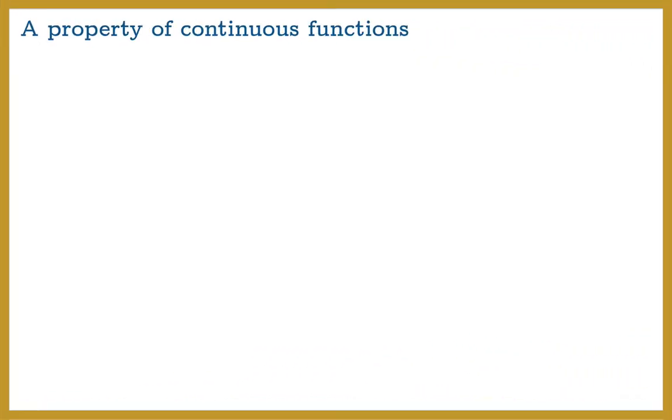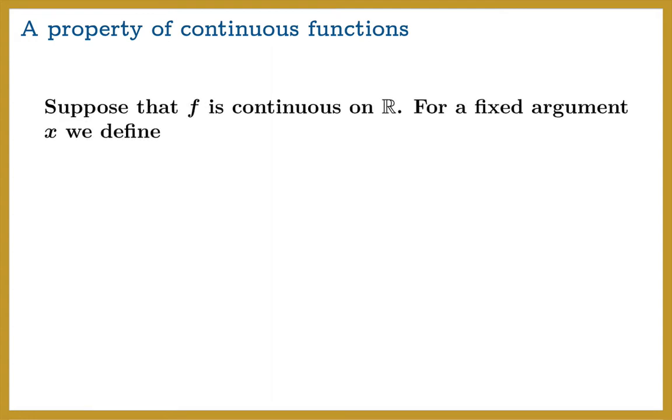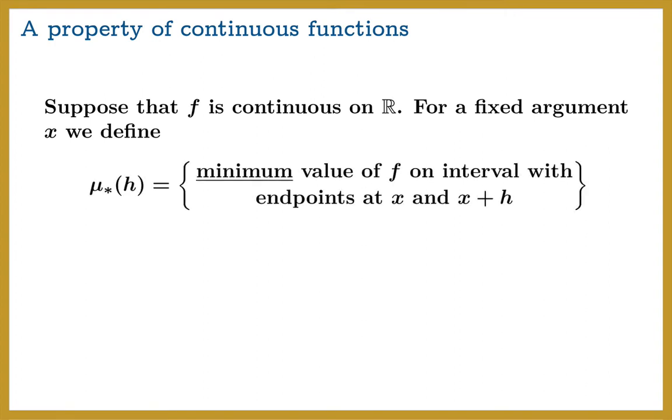So we need to think about a property of continuous functions. Suppose that f is continuous, and we're going to just imagine the domain is R to simplify things here. So we have a continuous function, and for a fixed argument x, we're going to anchor an argument x, and then we're going to look at a function of h. So what is h? h is a distance you move away from x, and we'll let mu lower star of h be the minimum value of f on the interval with endpoints at x and x plus h.